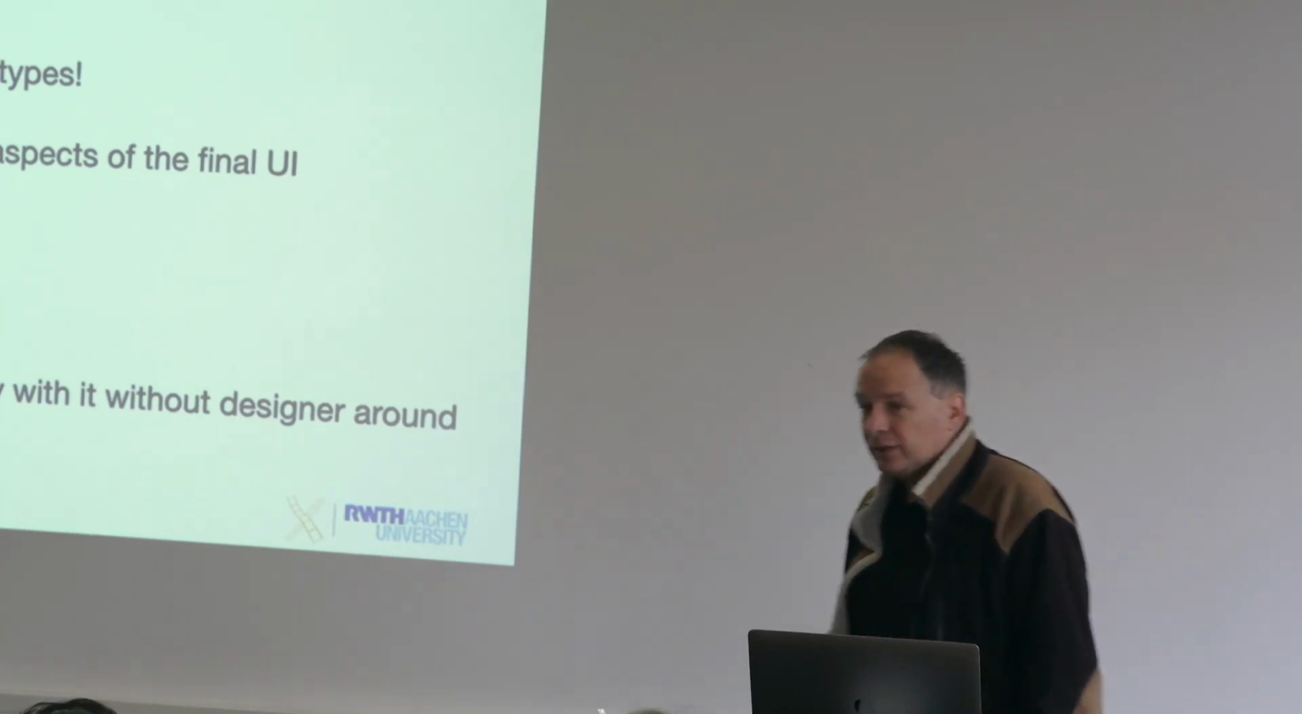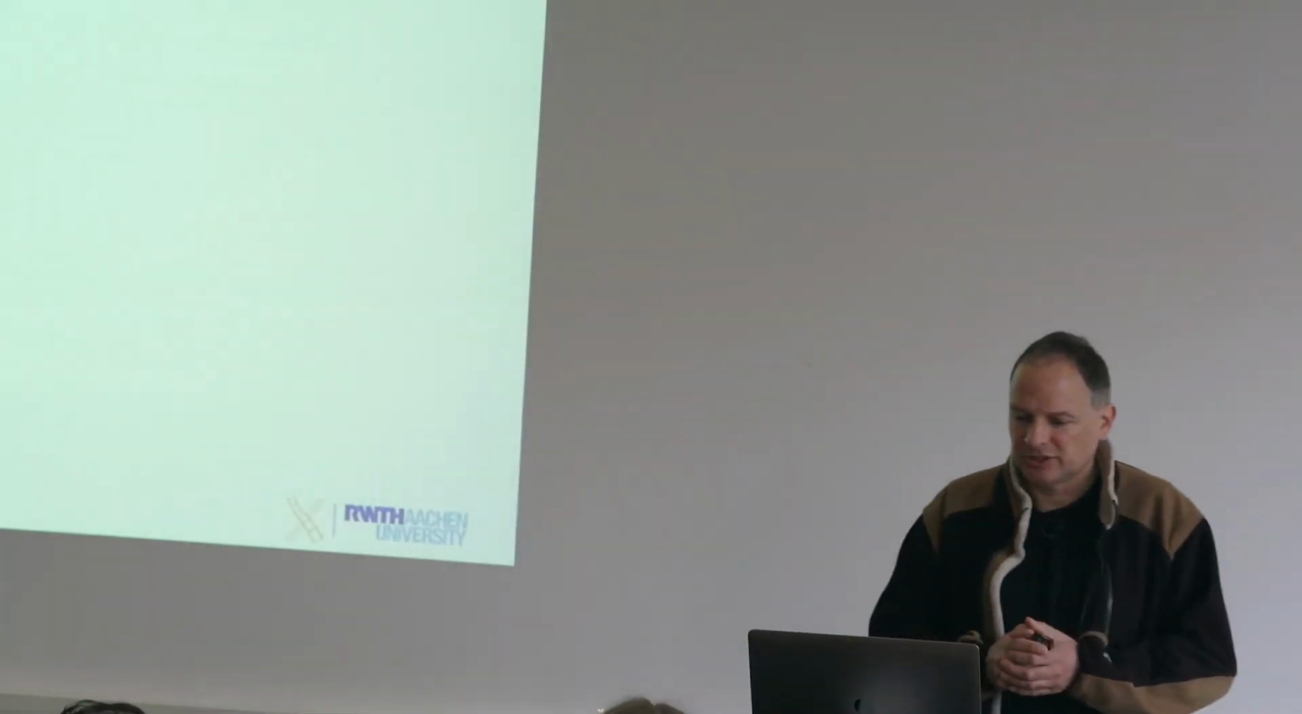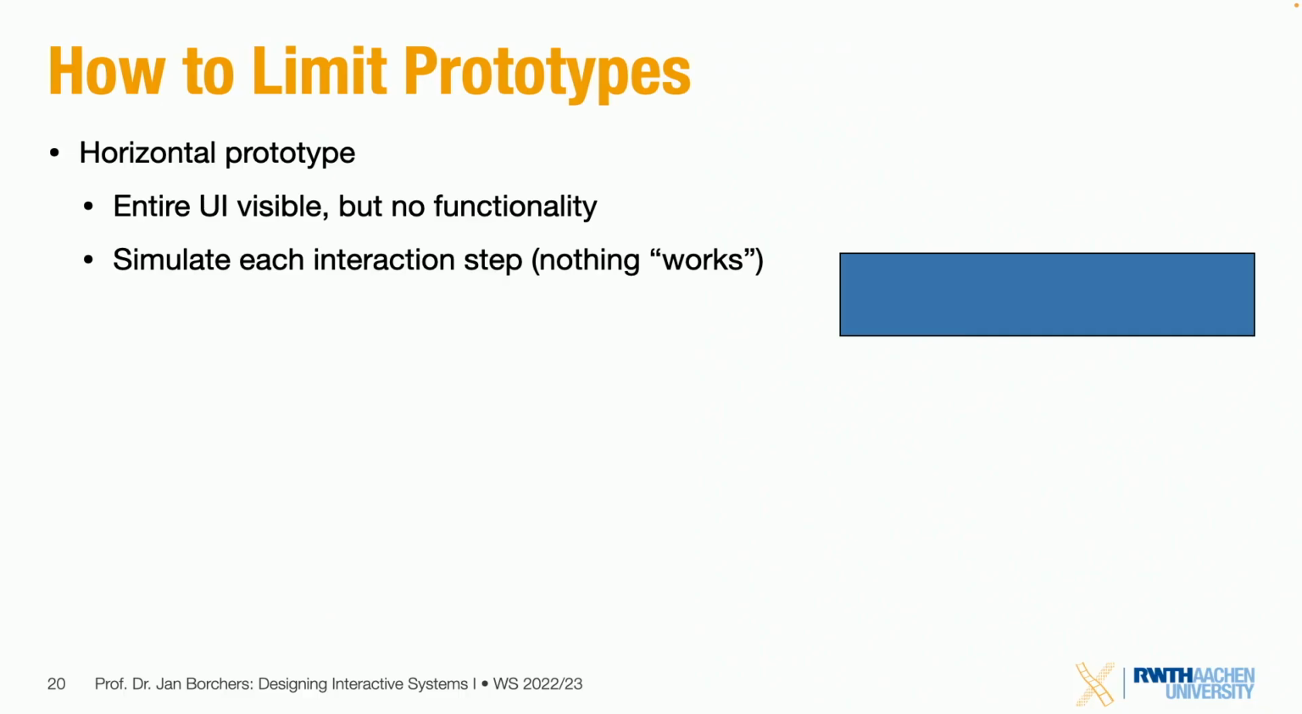Now, I said that we limit prototypes, and there's two fundamental ways in which you can do that. The first approach is what we call the horizontal prototype. Why horizontal? Well, imagine a layer model, right? You all know the ISO OSI 7 layers, right? So anyway, at the top, you've got your user interface, and below that is your functionality.